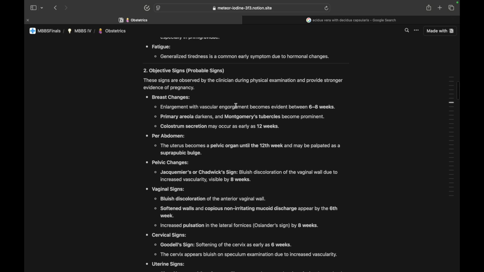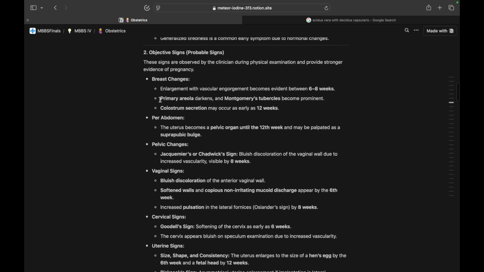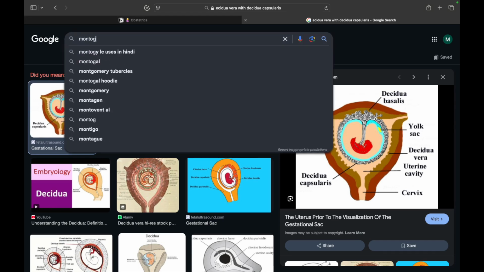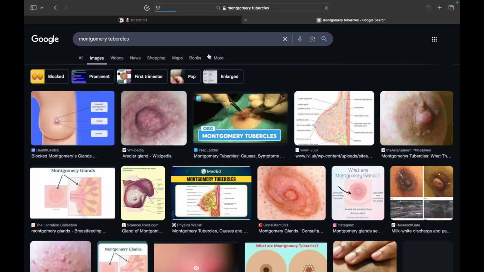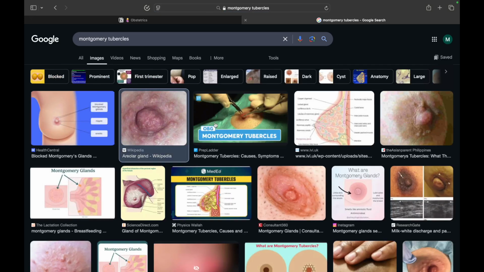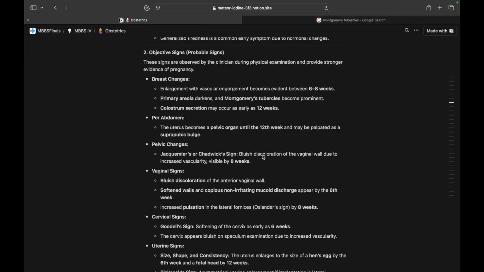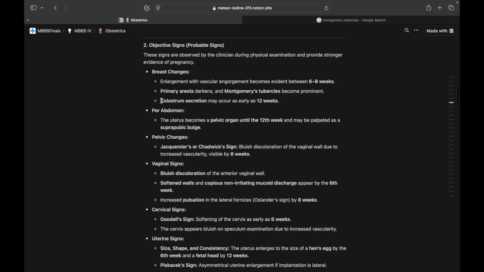Enlargement with venous engorgement becomes evident by 6 to 8 weeks. So breast changes, vascular engorgement 6 to 8 weeks. Primary areola darkens and Montgomery tubercles become prominent. So here you can see the areola might darken and Montgomery tubercles might start appearing, and colostrum secretion may occur as early as 12 weeks. 12 weeks, first trimester, colostrum.